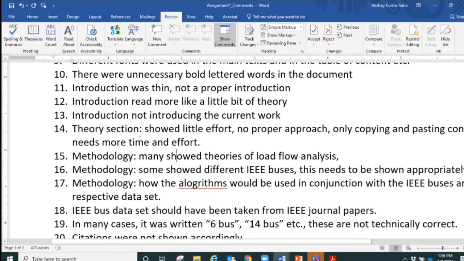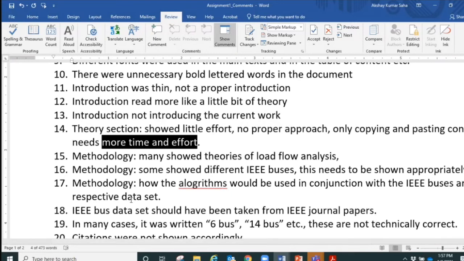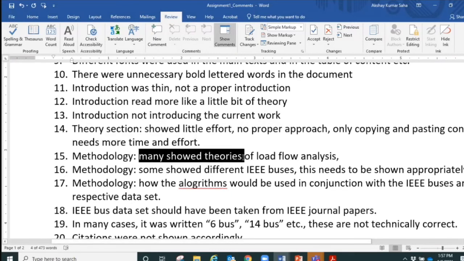Then the theory section was confused with the methodology by many of you. The theory section showed a little effort for some. There was no proper approach to demonstrate the theory. It was just copying and pasting of words and equations. That's what I found. We need more time and effort to make a compact and good theory presentation in the report. Methodology: many of you showed theories of load flow analysis in the methodology section.